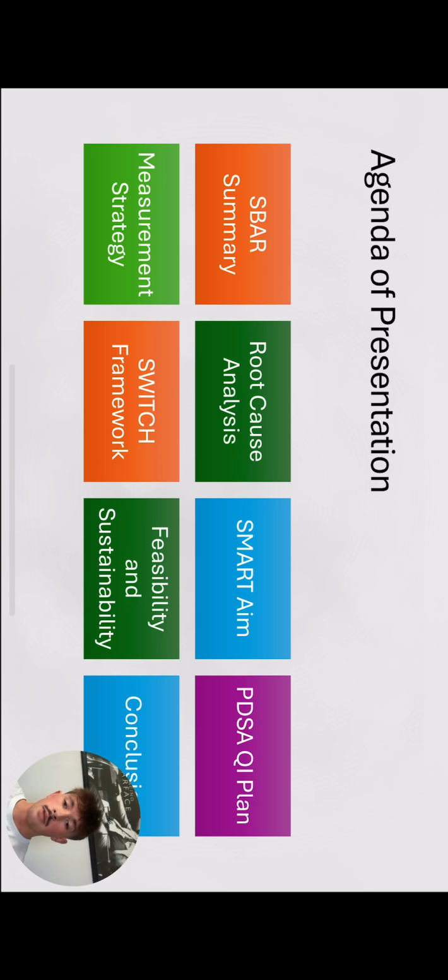That will lead into my PDSA cycle, our structured improvement plan. From then, I will discuss the measurement strategy, how we will track progress, and know whether our intervention is working or not. I will also apply the SWITCH model to show how behavior change can be implemented successfully among the staff within the office. And finally, I will cover feasibility and sustainability, explaining how this case can realistically be put into action and maintained long term. And I'll wrap it up with a conclusion summarizing the impact of the project.